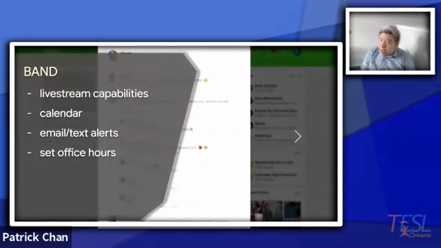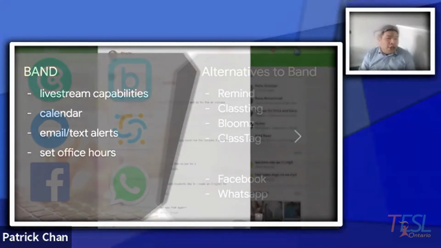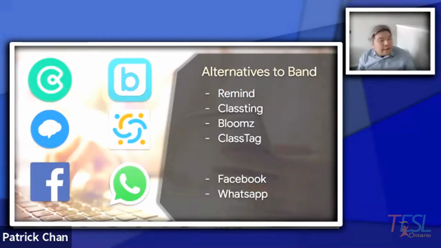What I really like about Band is that there are set office hours. So if you would like students to only message you between 9 and 3, for example, you would only get notifications then. If you're not really comfortable with Band, or maybe you don't like Band, there are many alternatives out there. So there is Remind, ClassTing, Bloomz, ClassTag, along with many, many others.